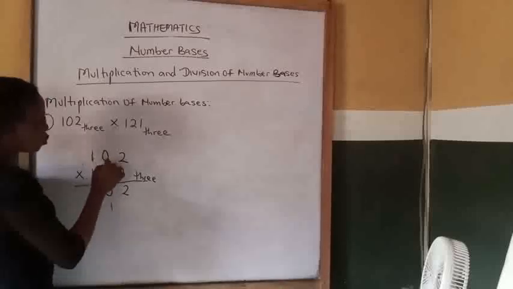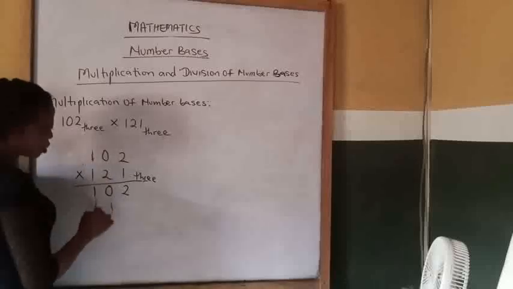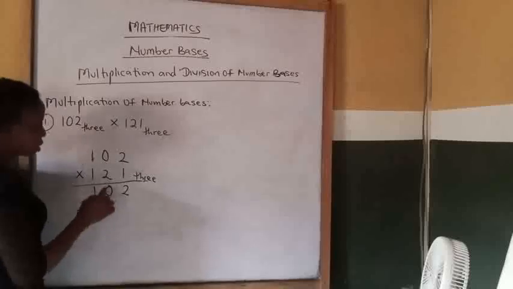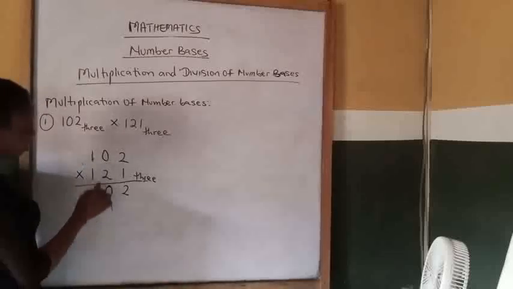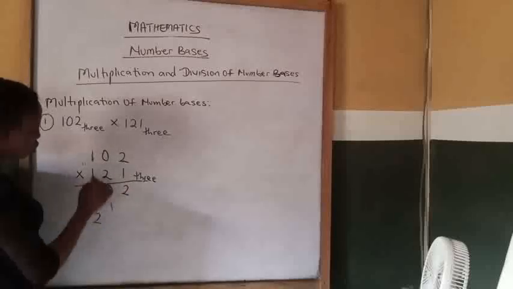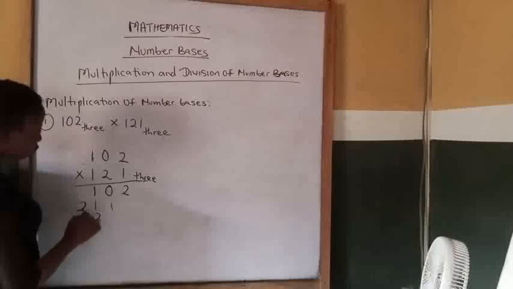So 2 times 0 is 0. Then 0 plus 1 will be 1. So 2 times 1 will give us 2. Then after that, you take 1. 1 times 2 is 2. 1 times 0 is 0. Then 1 times 1 is 1.